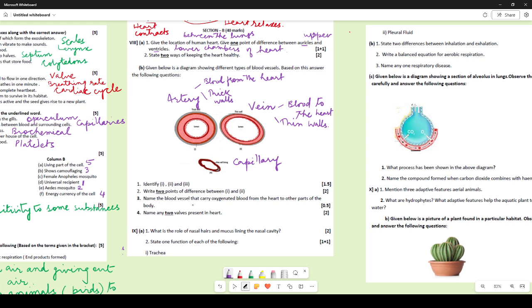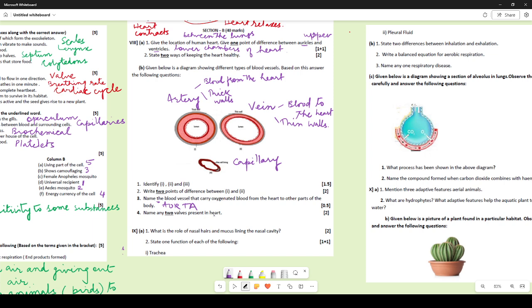Name the blood vessel that carries oxygenated blood from the heart to the other parts of the body. Now, many of you got this wrong. The answer to this will be aorta. Many of you have written arteries. No. Not all arteries carry oxygenated blood. Name the blood vessel. It will be aorta.